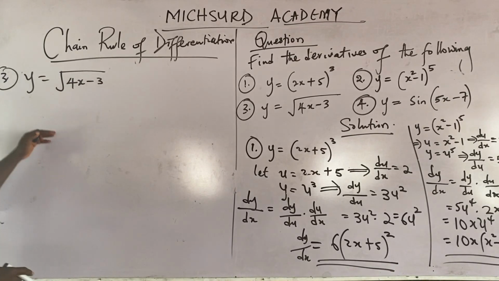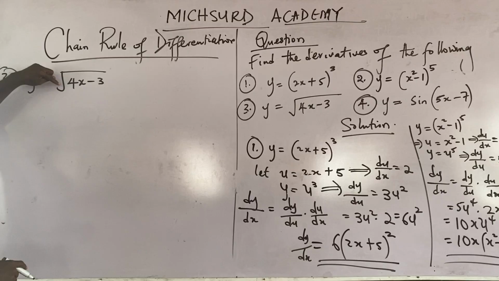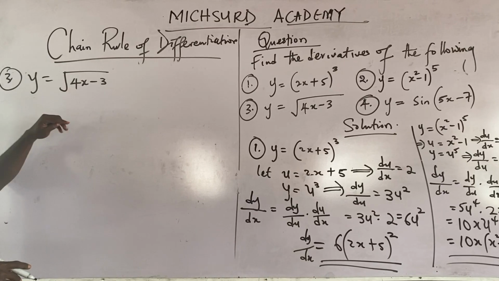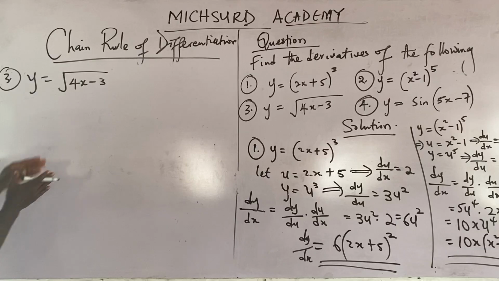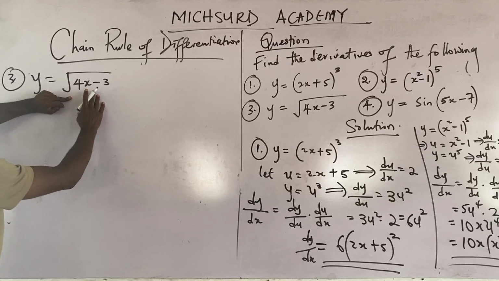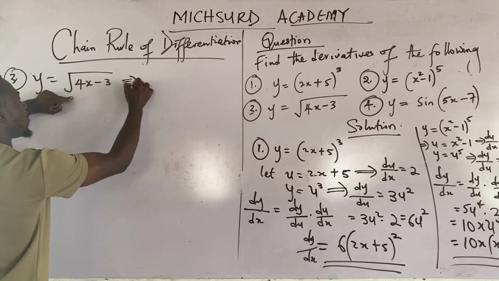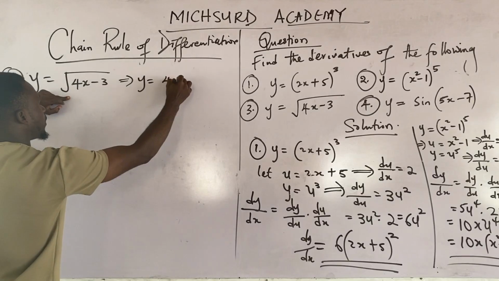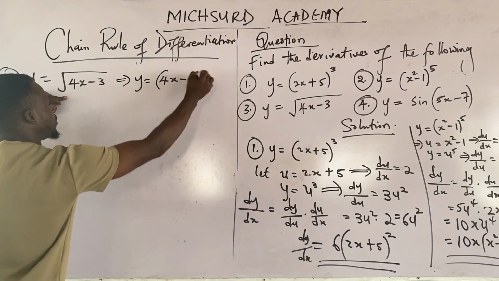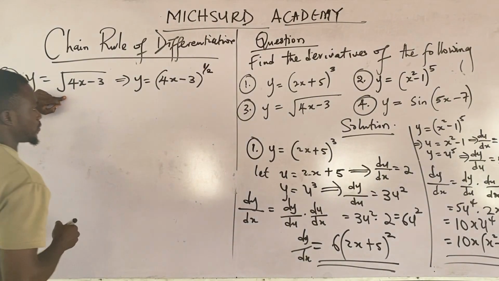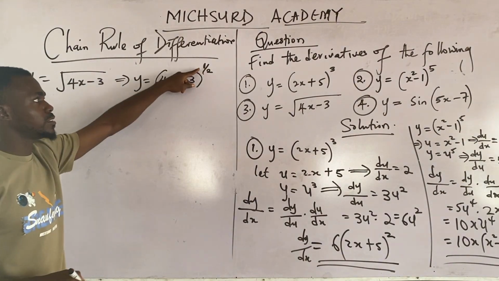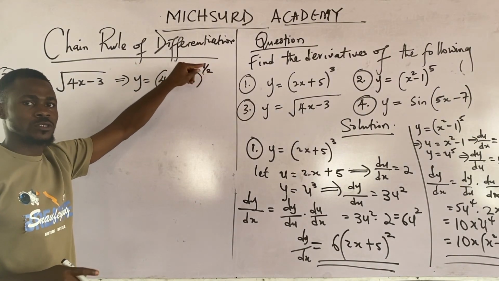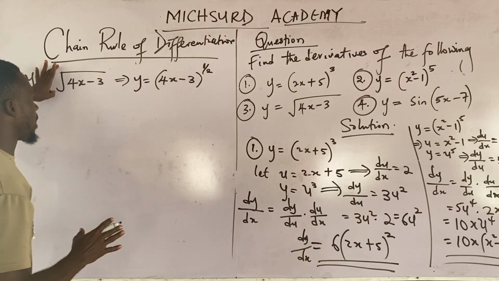Alright, so for this we have y equal to square root of 4x minus 3. Now we want to differentiate. So you can see that from here this is the same as writing that y is equal to 4x minus 3 raised to power 1 over 2. So whenever you have a square root, we can see this as the power is 1 over 2. So that is the same as this.